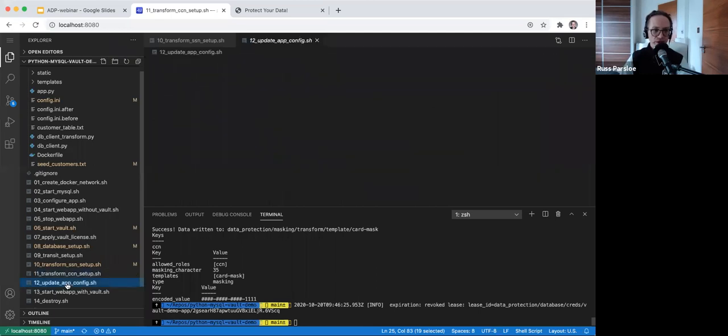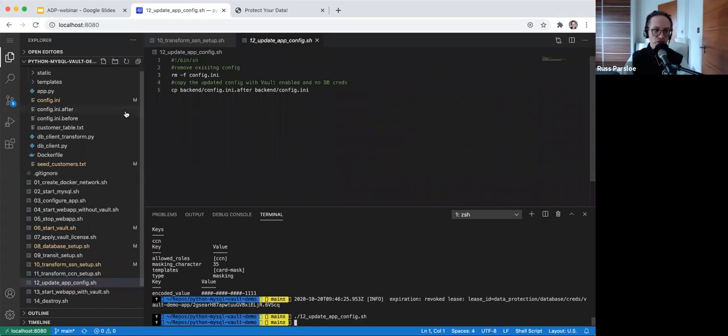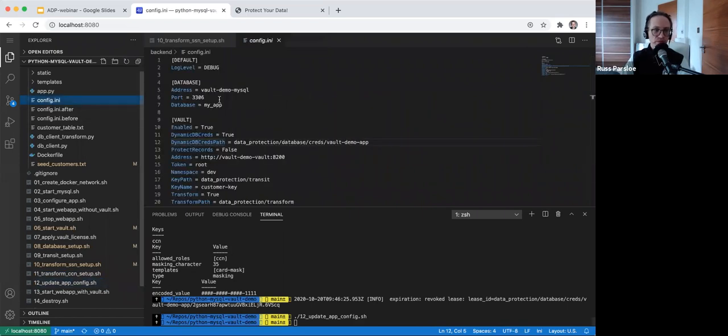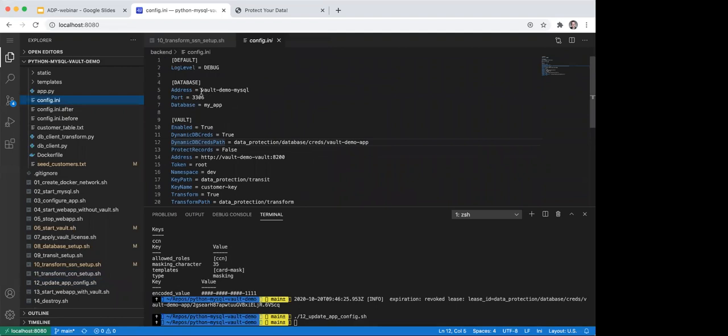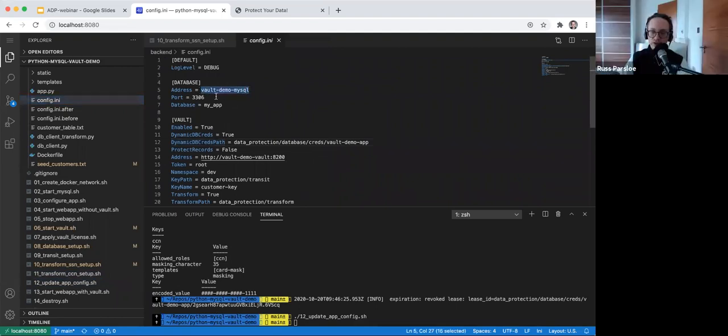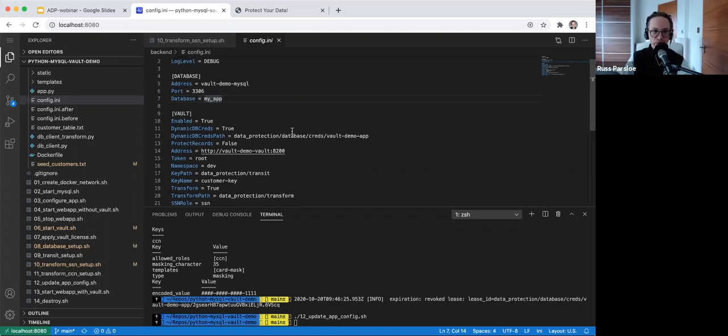Okay, so the next thing I want to do is update my application configuration. So let's do that now. Let me show you what the configuration looks like now. My configuration still tells my application where the database is, but I no longer hard code my root username and password into this application, because my application is going to get dynamic database credentials from Vault that are only valid for about 3 minutes. After 3 minutes, it can request new ones if necessary, but it's going to keep those database credentials rotating on a frequent basis.